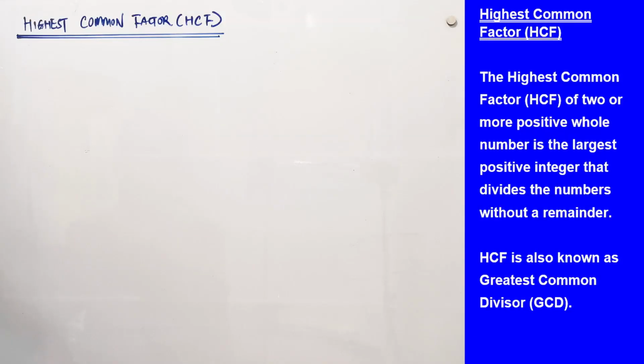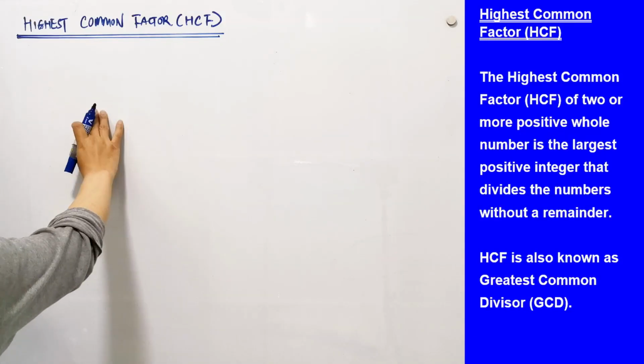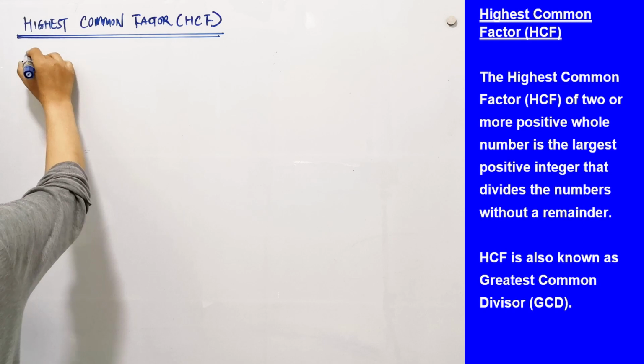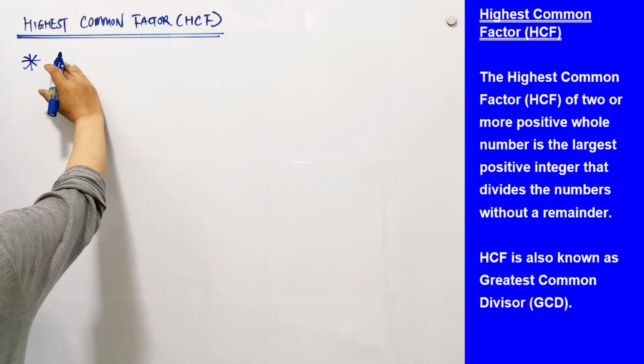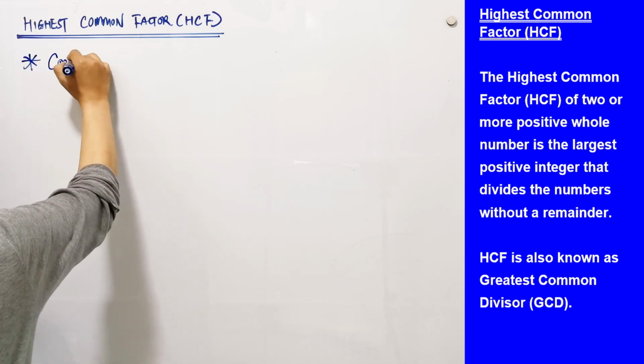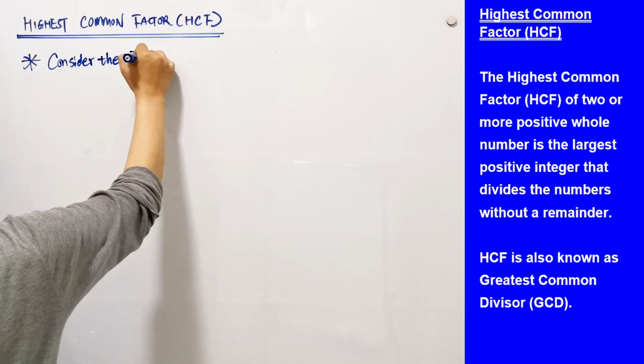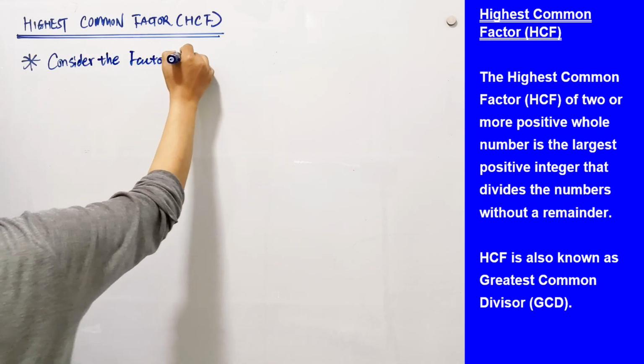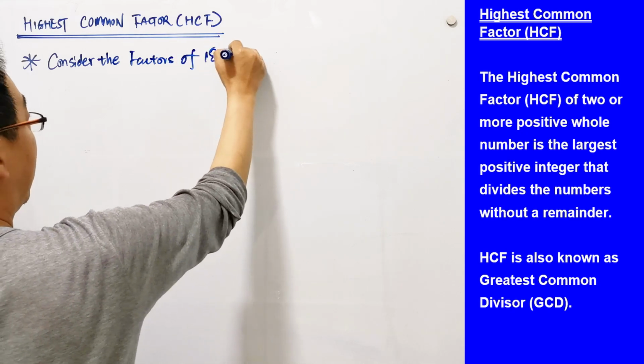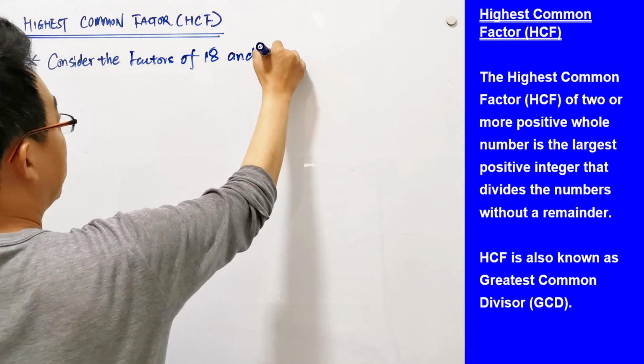Okay, so what is the highest common factor? Let us consider one example. Okay, let's see an example. Let's consider the factors of 18 and 24.